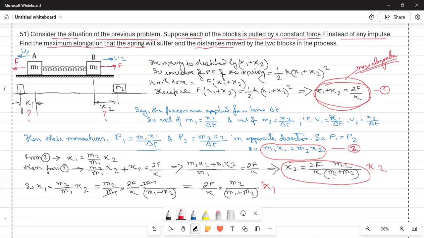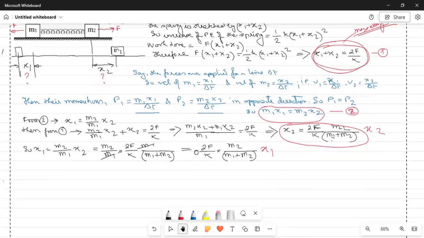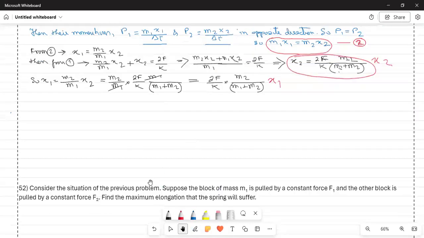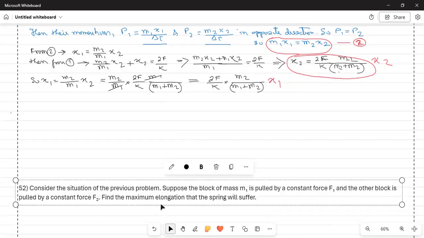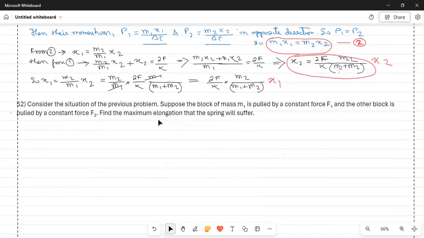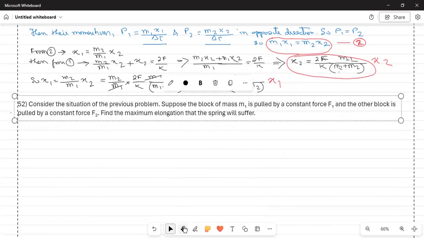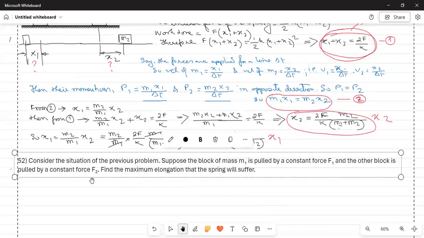Now we shall go to the next problem also, because the next problem says consider the situation in the previous problem. So it is better to do it here only, continuously. It says consider the situation in the previous problem.